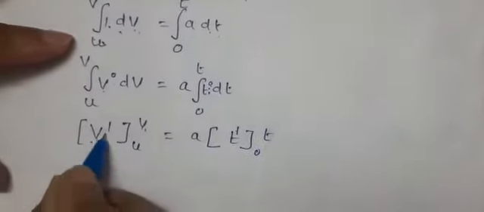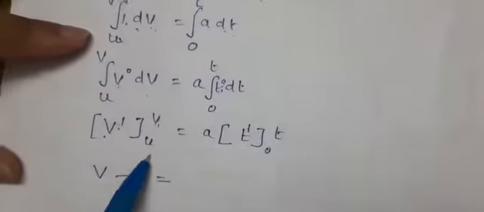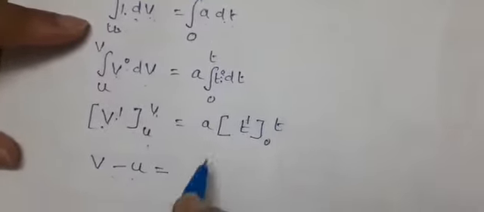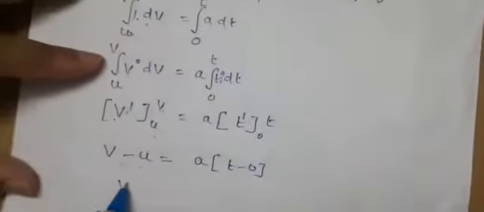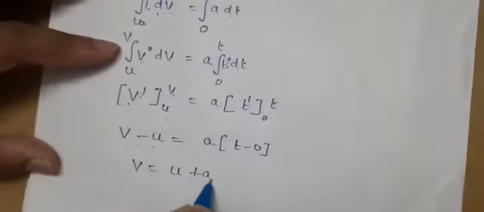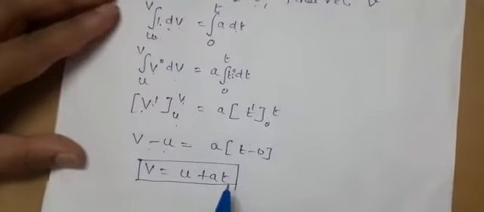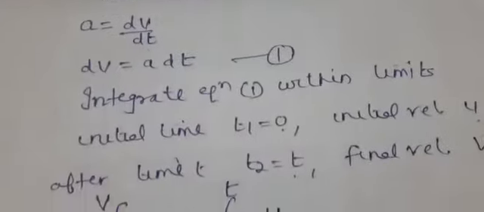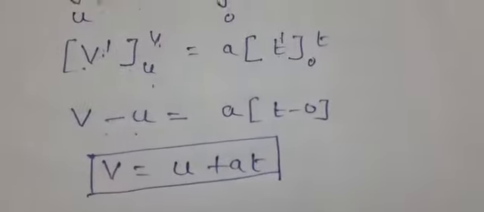Now substitute upper limit, that is v raised to the power 1 as such, v, minus lower limit. This is as per rule. Lower limit is always written with the negative sign. Then a into t minus 0. Yes, now we have got the result. v is equal to u plus at. If you understand the basic concept of integration, then this concept which we have applied in deriving this result is quite simple. Step by step you can reach the final conclusion.